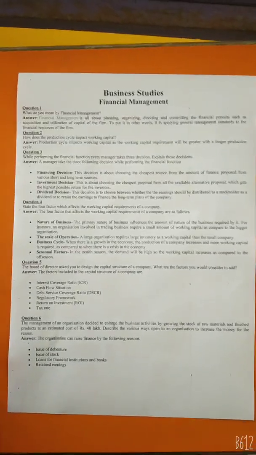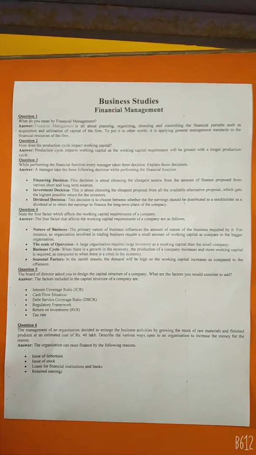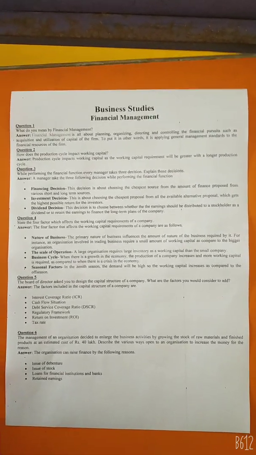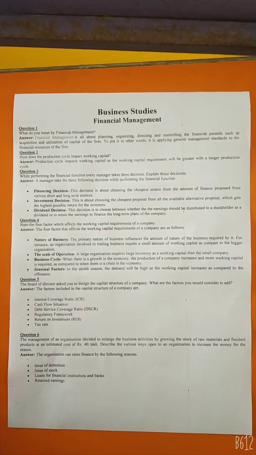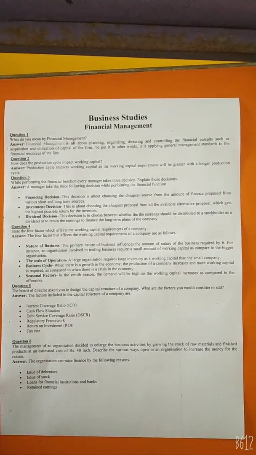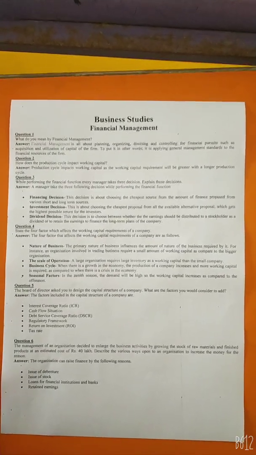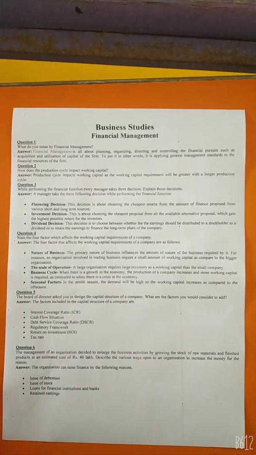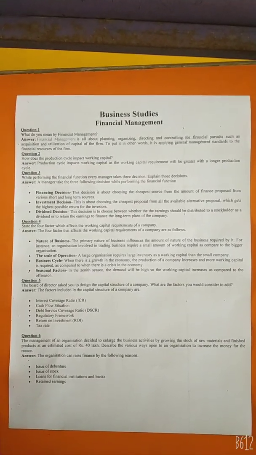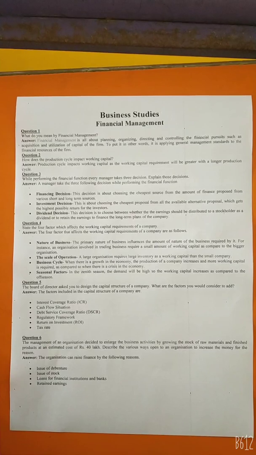Next question, the management of an organization decides to enlarge the business activities by growing the stock of raw material and finished product at an estimated cost of rupees 40 lakh. Describe the various ways open to the organization to raise the money for the reason. The organization can raise finance by the following: the issue of debentures, issue of stock, loan from financial institutions, banks, and retained earnings.